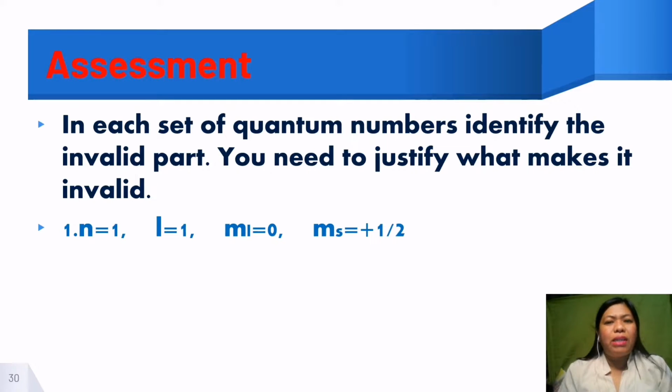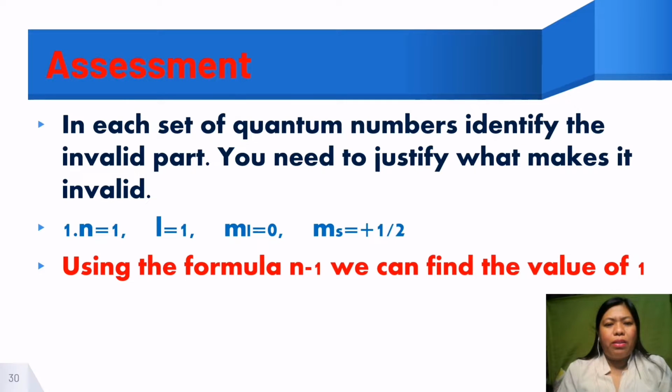So, isa-substitute natin ang value ng principal quantum number sa set. So, magiging 1 minus 1 ang formula. At pag in-apply natin ang operation, magkakaroon ito ng value na 0 na nangangahulugan na hindi tama ang set na ito. Okay? Using the formula n minus 1, we can find the value of L.